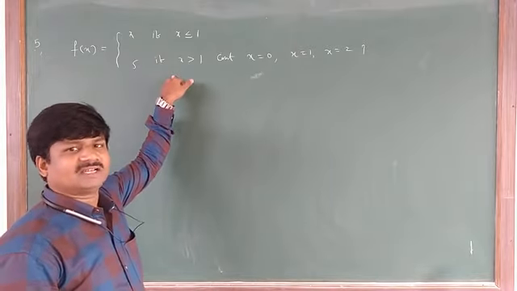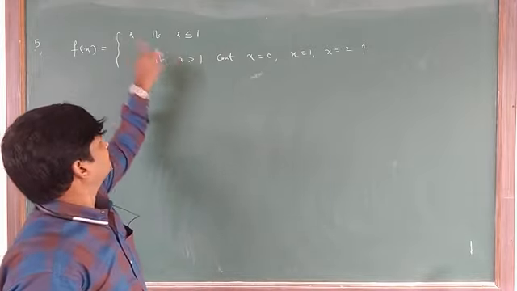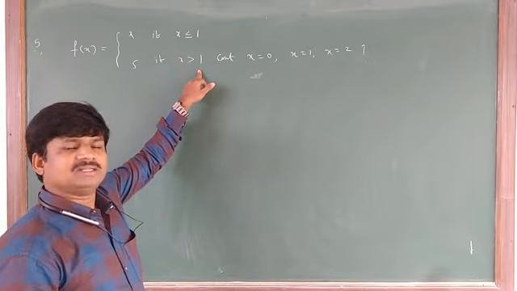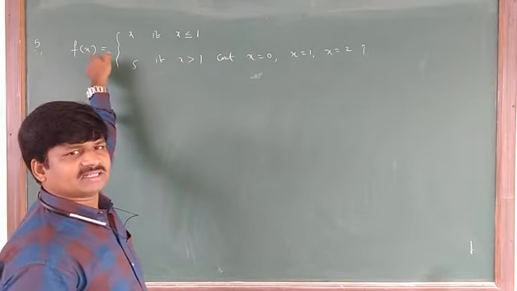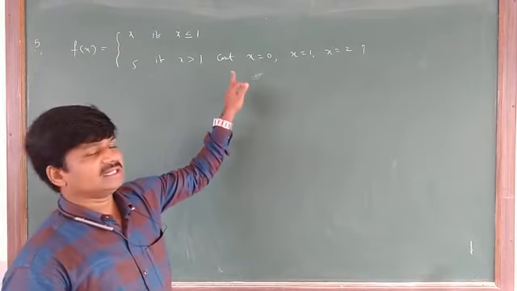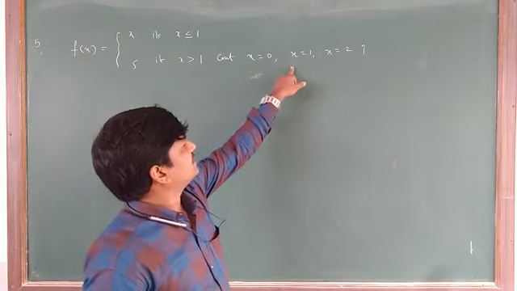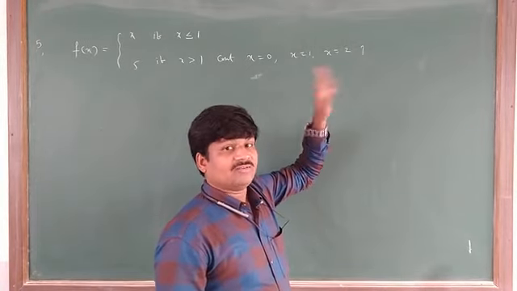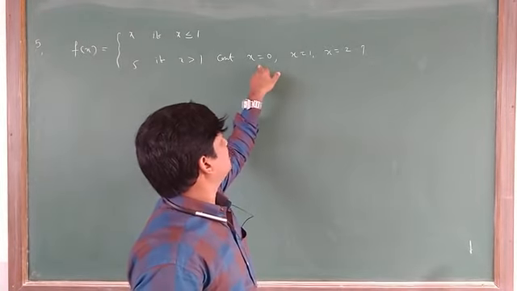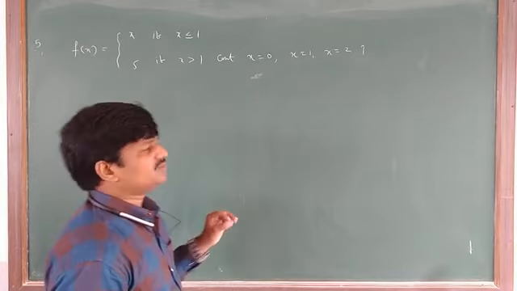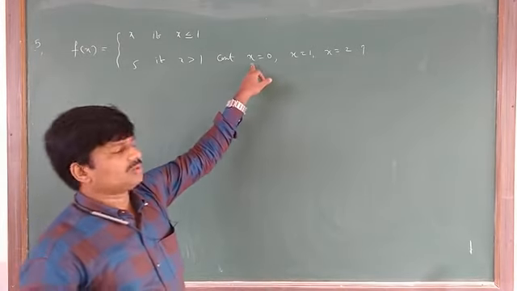This function is a splitting function. It means left of 1, f of x is x, and right of 1, above 1, f of x equal to 5. So we have to check the continuity at x equal to 0, 1 and 2. Three questions are given here. How can you check this? To check this, first at x equal to 0 we have to take.